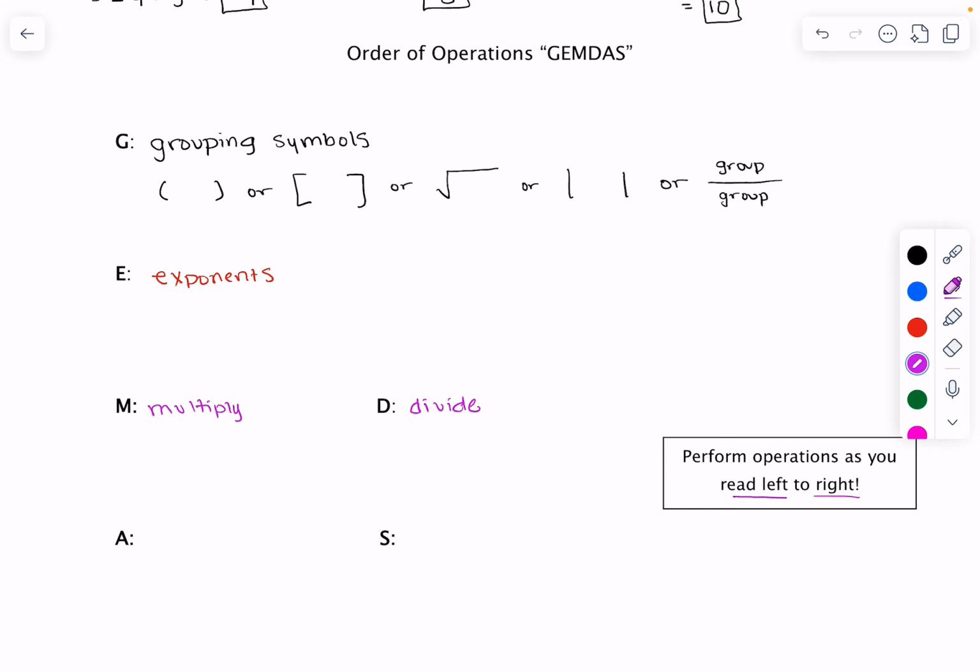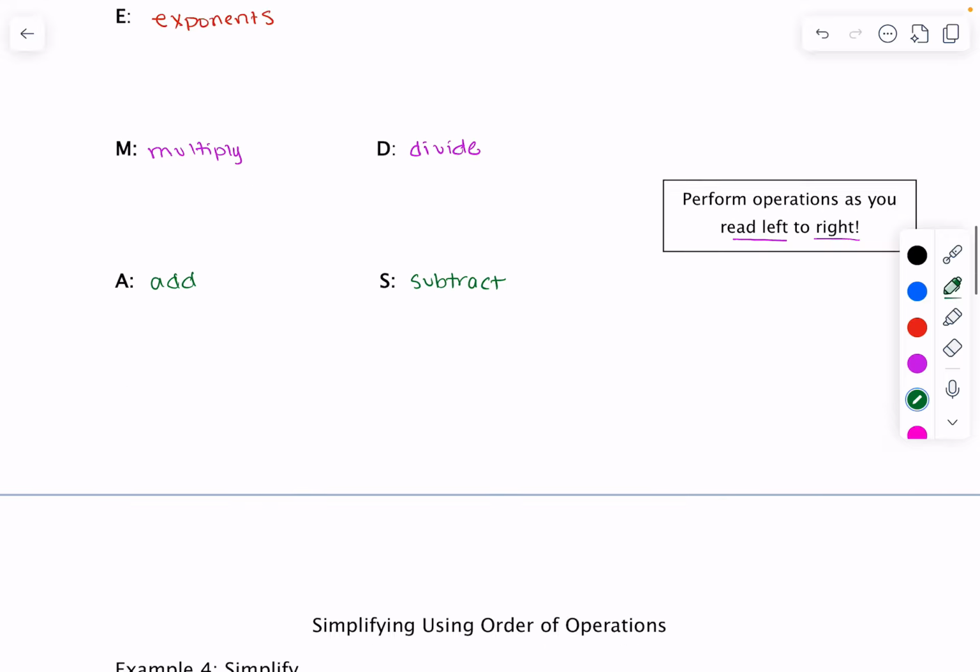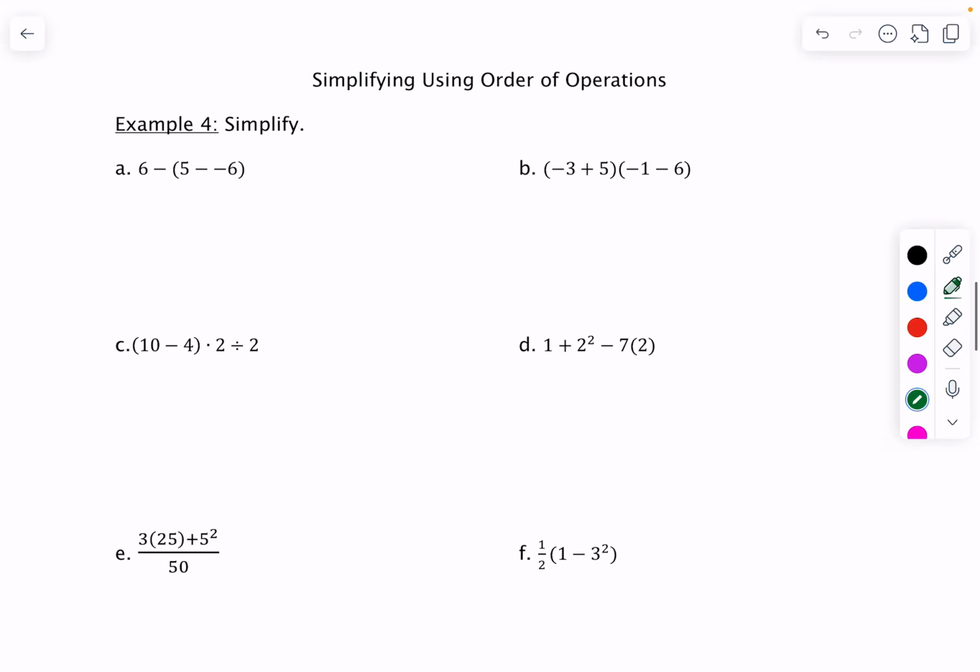Okay, I think that's kind of a misconception in order of operations. The same thing with addition and subtraction. Addition and subtraction come last, but we do them as we read left to right. So if subtraction comes first in the line, you do subtraction. If addition comes first in the line, you do addition. It's left to right, not just add and then subtract always. I think that's a big misconception I've seen with students. Okay, so let's look at some examples of simplifying using order of operations.